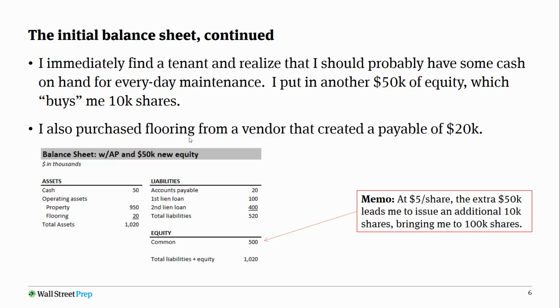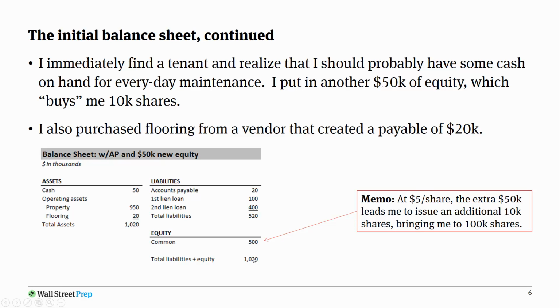So presumably I want to put in some hardwood floors, and I didn't want to pay for this in cash yet. I owe this vendor $20,000, so I've got a credit for payables of $20,000. Of course, I've got this flooring sitting as an asset now that's bumped my total asset value up to $1.02 million.